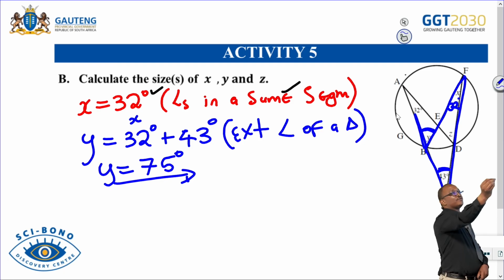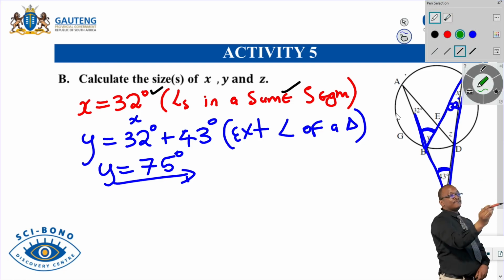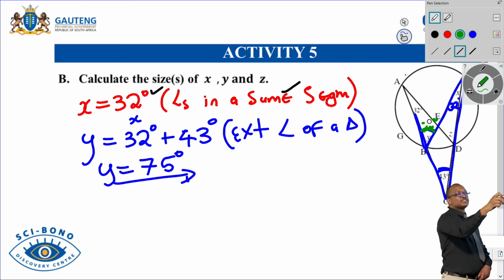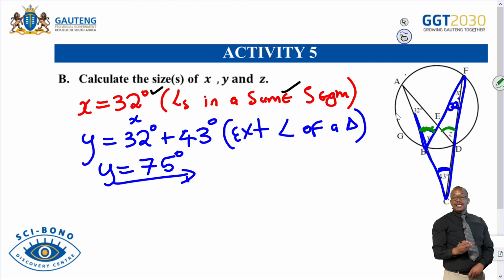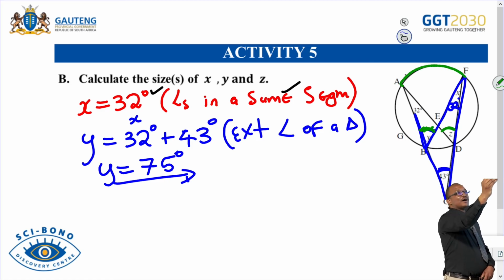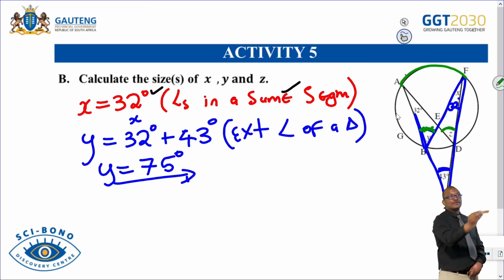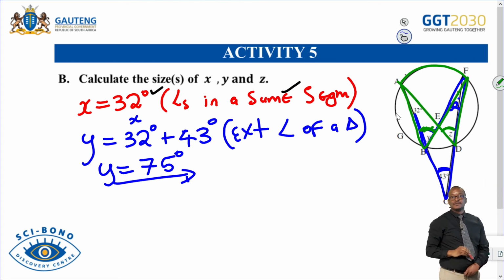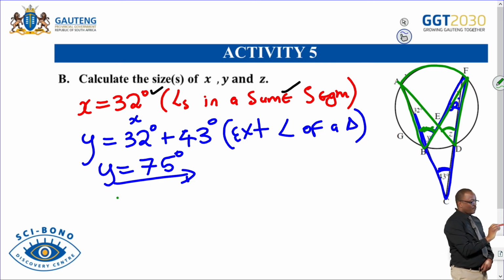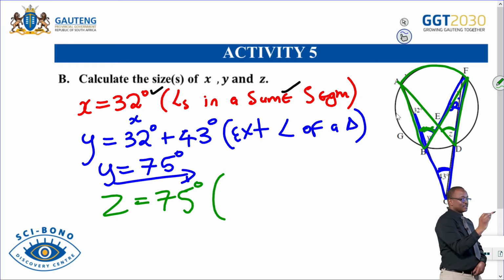Then now, from here, it's given that your y now is 75. We know what is y. Y is 75. So since y is 75, you know that your y and your z are angles subtended by the same arc, which is AF. Remember, we're having a butterfly there. So now it means your Z is going to be 75 degrees. Now it's going to be what?